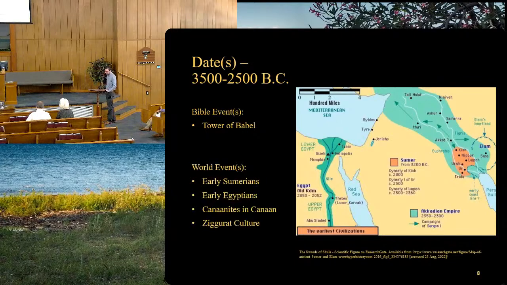All right, so to actually get started dating, the Bible event I have listed here is the Tower of Babel, and we'll have a couple of slides on this, but we're looking back to the 3500 to 2500 BC time frame, so mid-third millennium starting into mid-fourth. And with world events, we're looking at world cultures. So we have early Sumerians, early Egyptians. At this time, you would also have Canaanites already in the land of Canaan. And something called ziggurat culture, and I have a slide for that, and we'll talk about that in just a minute.